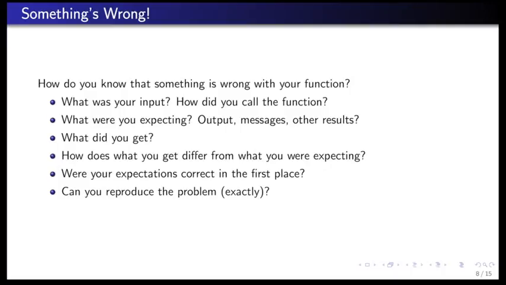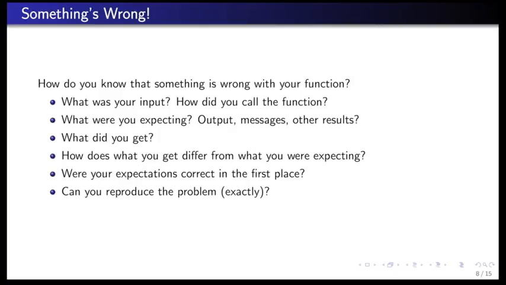Were you expecting some message that you didn't get, or other numerical results, things like that? So what were you expecting? And then, of course, what did you actually get? How did what you actually got differ from what you were expecting? And then, of course, were your expectations correct in the first place? If you were expecting something that was in fact incorrect, then your notion of what is correct and incorrect is now being challenged, right?